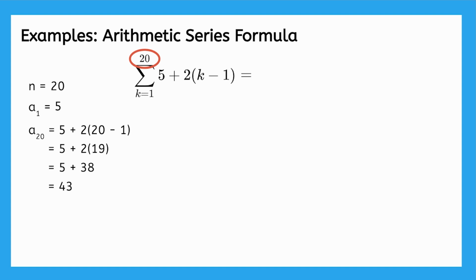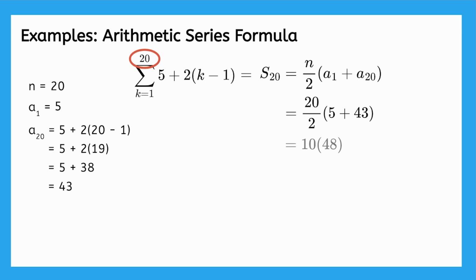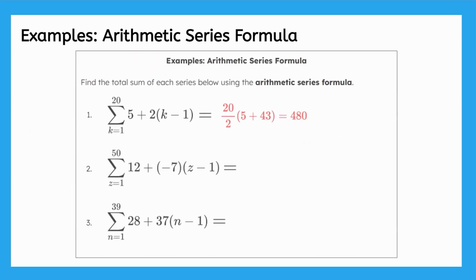Now that we have the 3 necessary pieces, we can use the arithmetic series formula. The final sum of this 20-term series will be half of 20 times the sum of 5 and 43. Half of 20 is 10, and 5 plus 43 is 48, and 10 times 48 is 480. Now that we've gone over number 1, take a moment to check your work for numbers 2 and 3 if you want, and then I'll go over those as well.